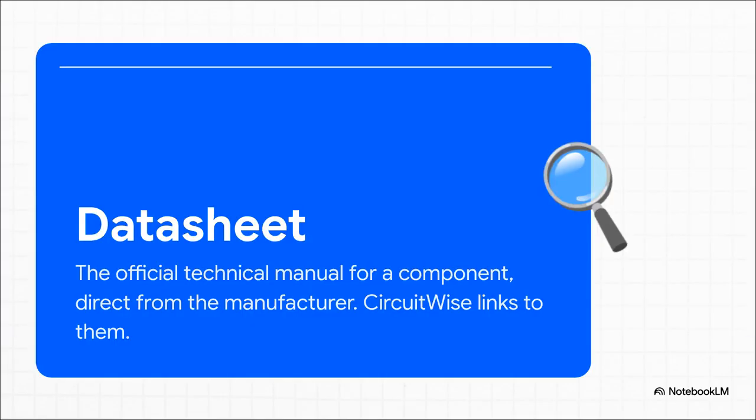And for those times when you need to go really deep, the app often gives you a direct link to the component's official data sheet. Now, if you're not familiar, the data sheet is like the component's birth certificate and instruction manual all rolled into one. It comes straight from the manufacturer. It's the absolute gold standard for technical info. Getting that link right in the app saves, oh man, so much time hunting around online.